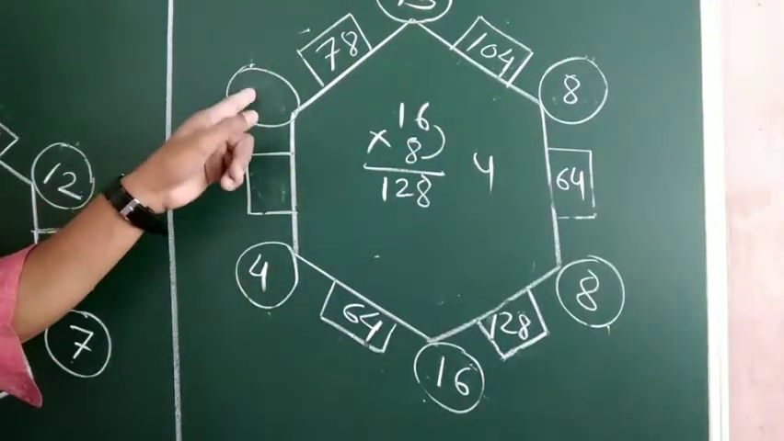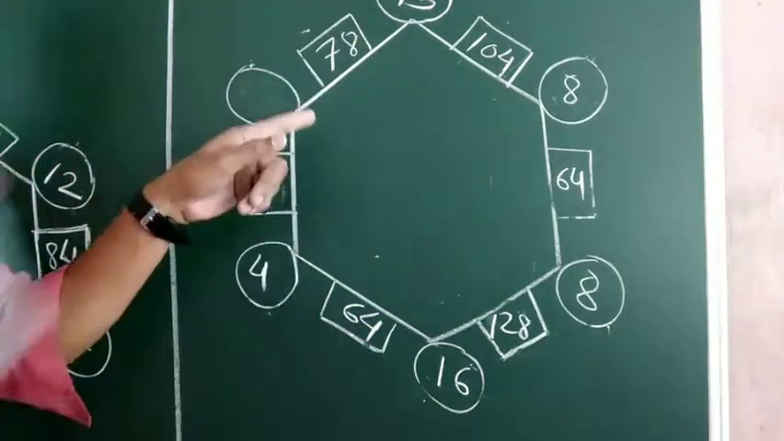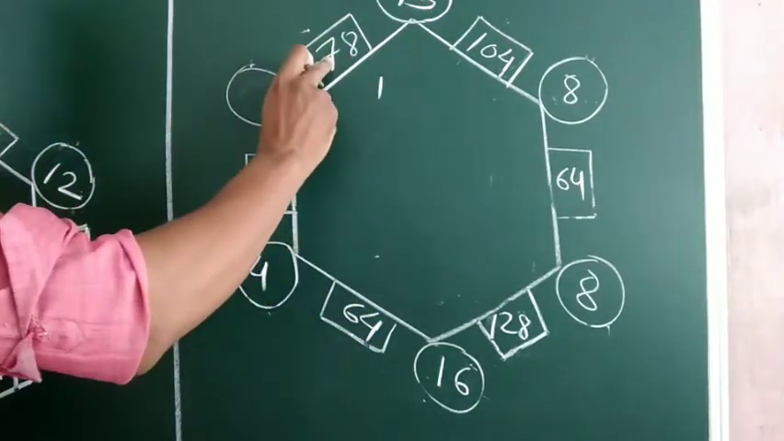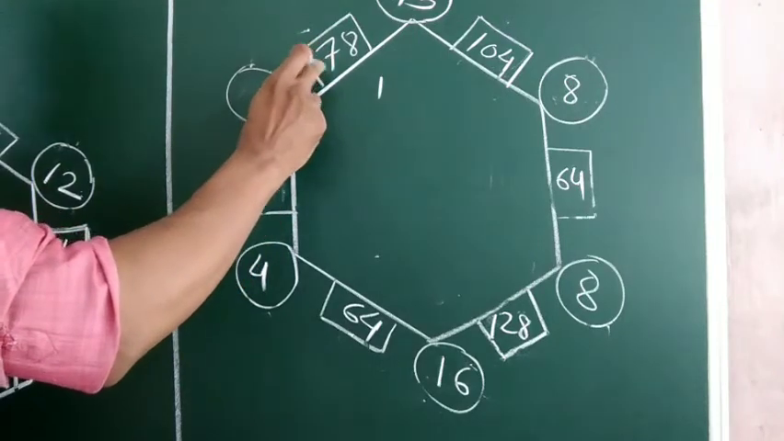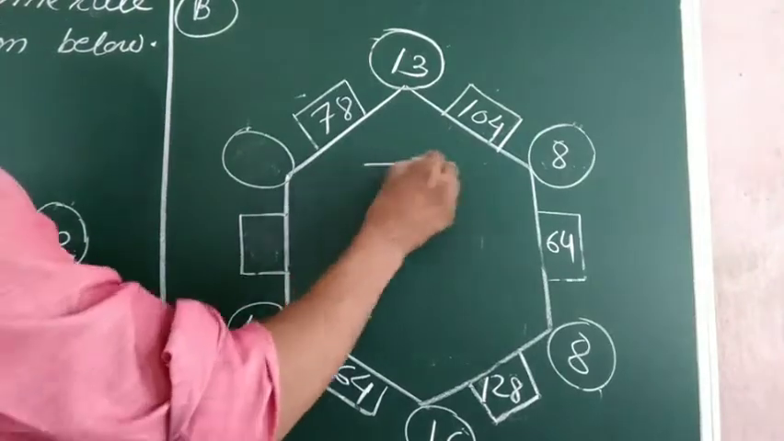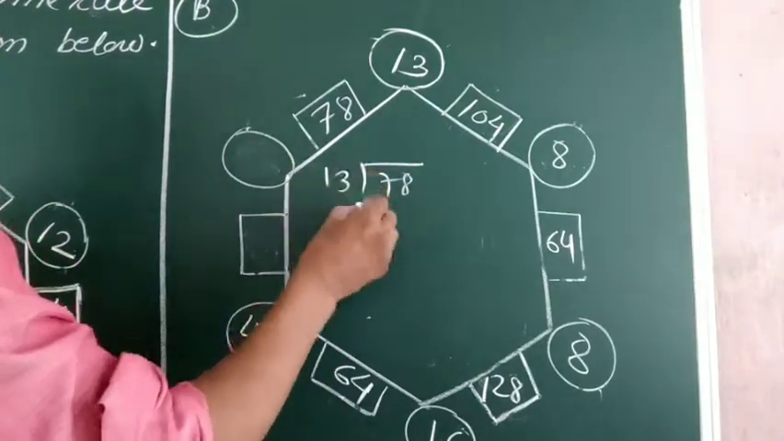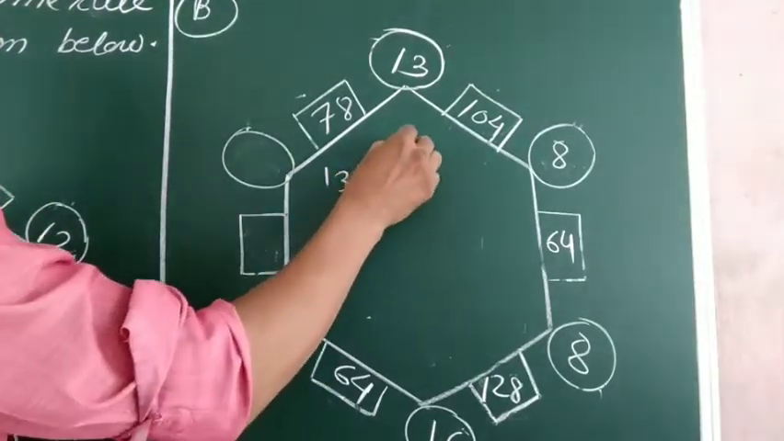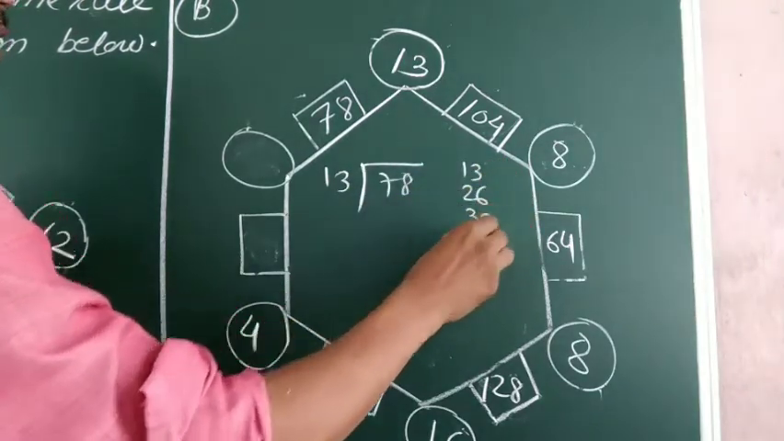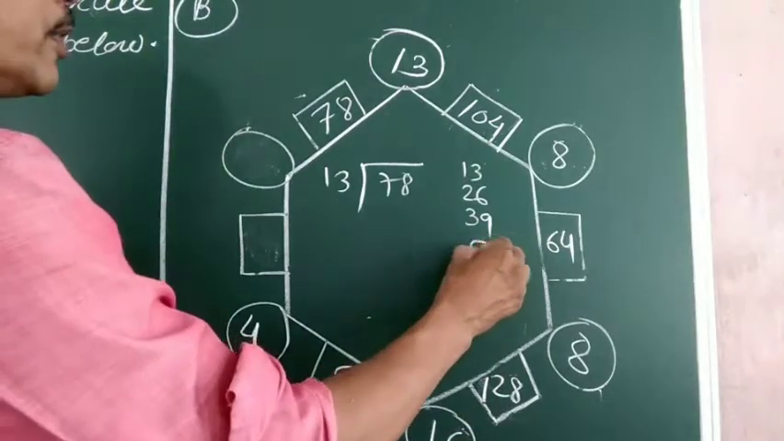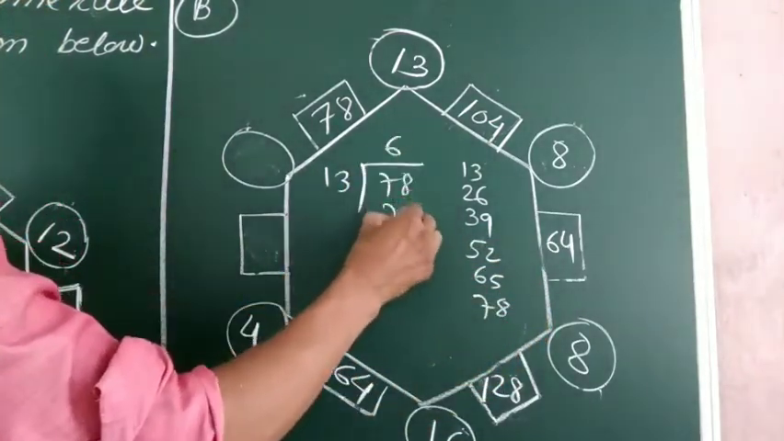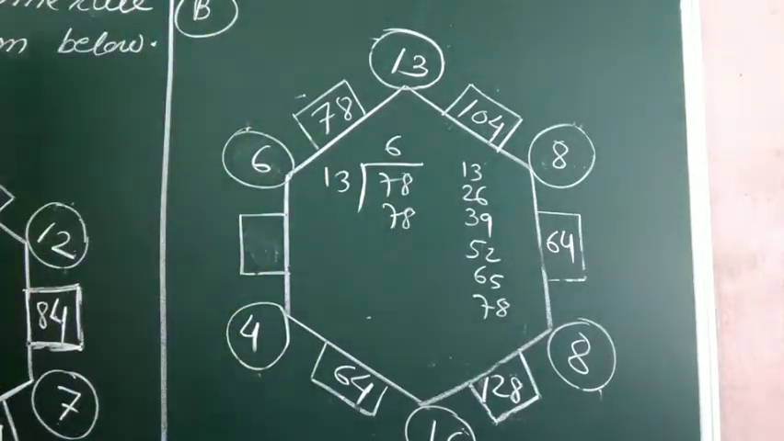Now 13 into this number equal to 78 है. तो आइए हम 13 का टेबल बोलते हैं बेटा. You can divide this number by 13 also. अब 13 को इस नंबर से डिवाइड कर सकते हैं because 13 is here now. See 78 by 13. 13 1s are 13. 13 2s are 26. 13 3s are 39. 13 4s are 52, 13 5s are 65, 13 6s are 78. So it is 6.